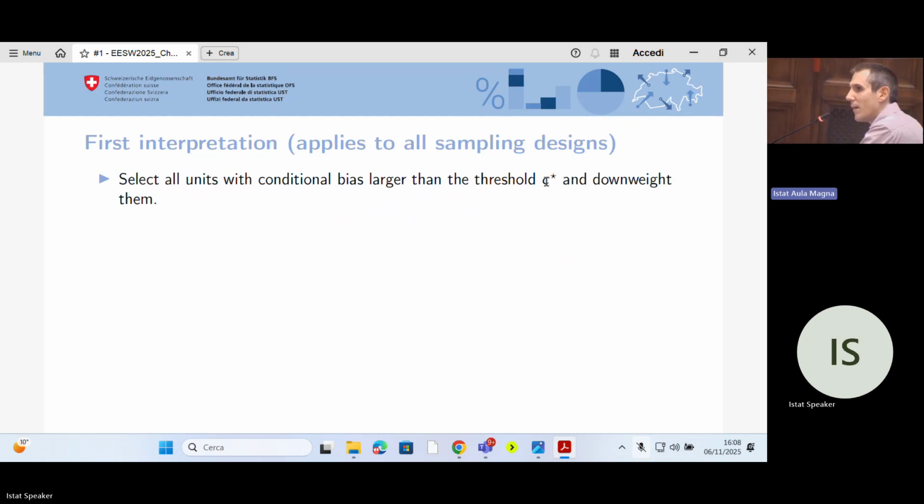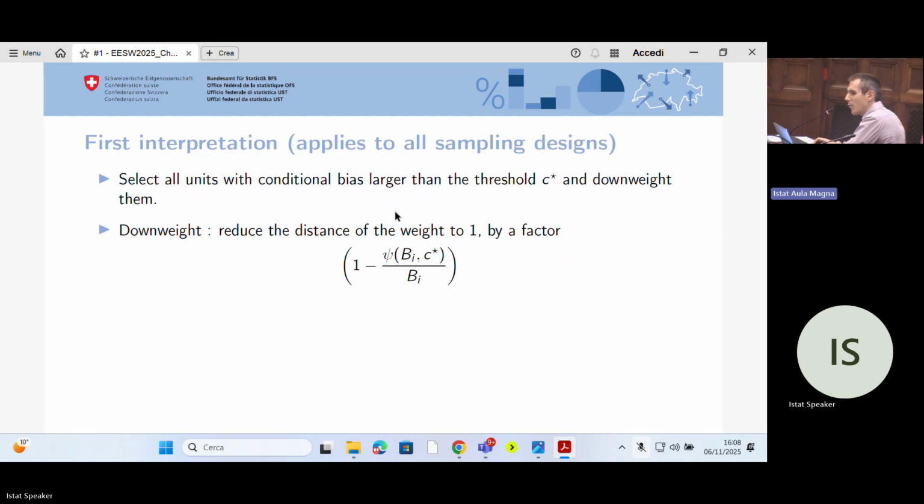Okay, that's not really the problem. His interpretation is to say, well, you downweight them, but how much? You want to downweight them by a factor, and actually you want to reduce the distance of the weight to 1. So you still have a weight which is more than 1, but you reduce the distance to 1 by this quantity. And this psi here, you need to just imagine that it's C star. It's your threshold that you have fixed. And here you have the conditional bias.